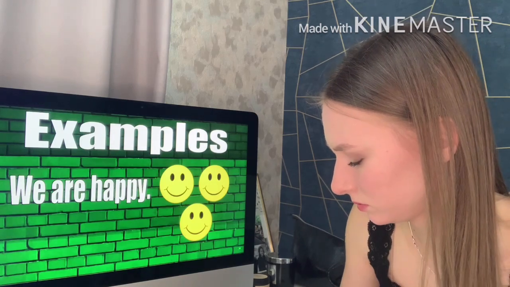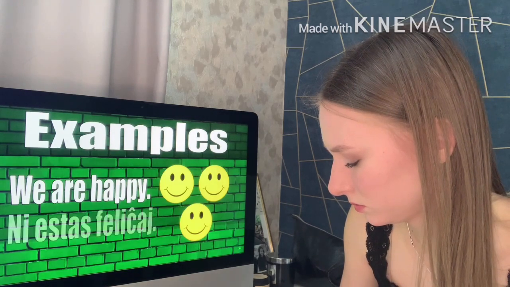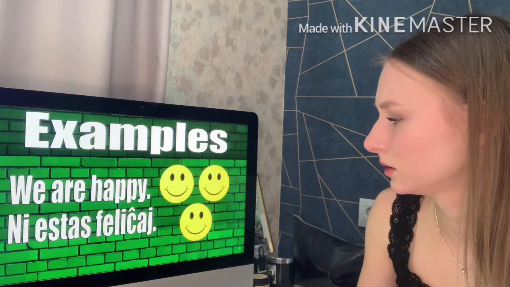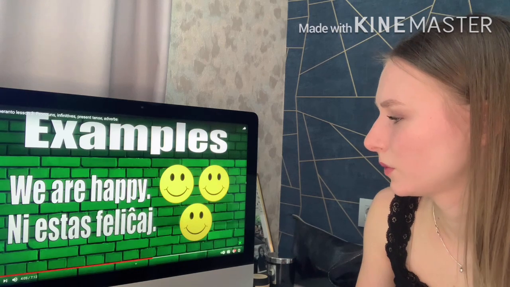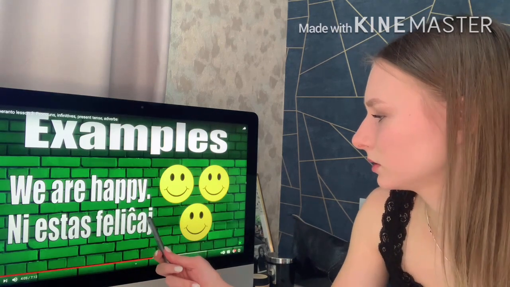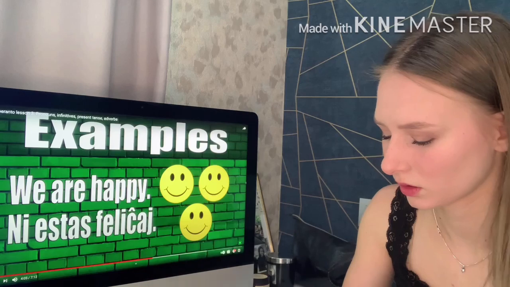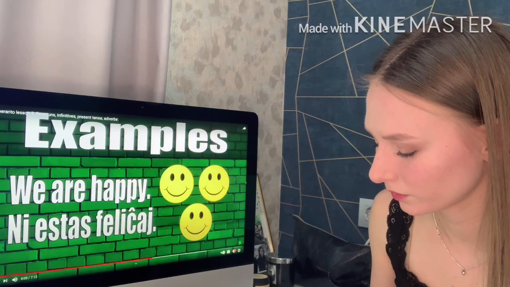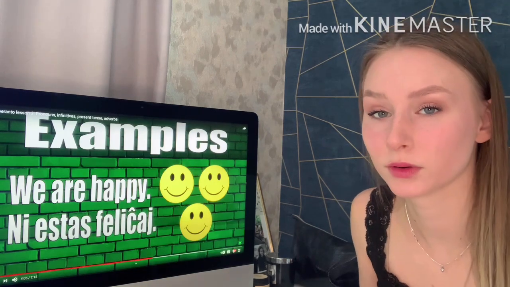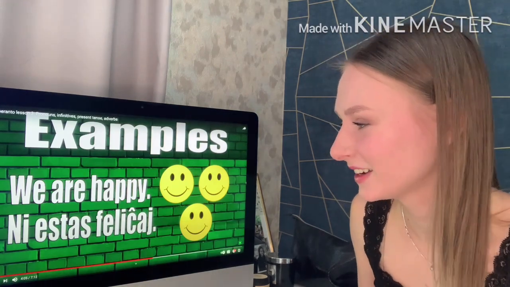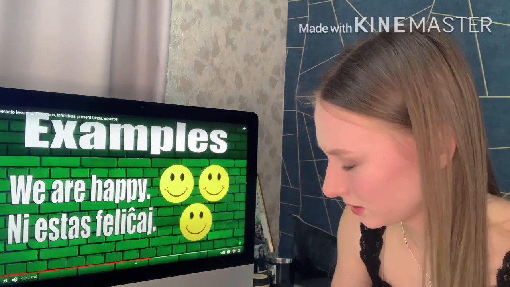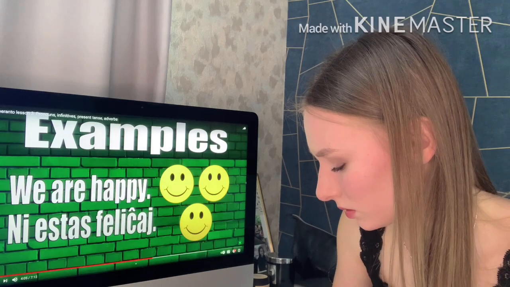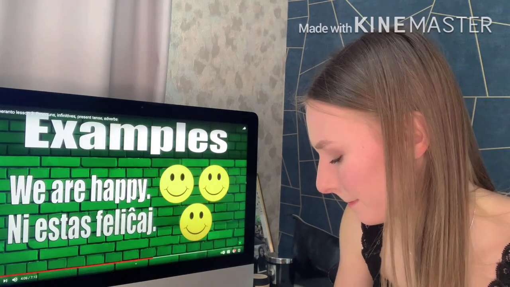If we want to say we are happy, we would say ni estas feliĉaj. Don't forget to add the letter J to feliĉa. We are happy. So yeah, if you're talking about plural form, ni estas feliĉaj. Because ni is plural.